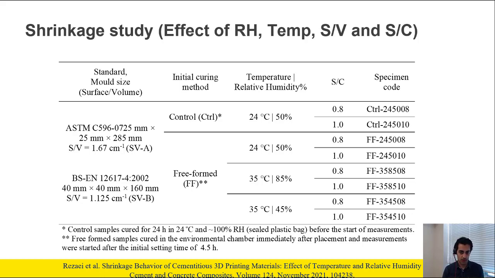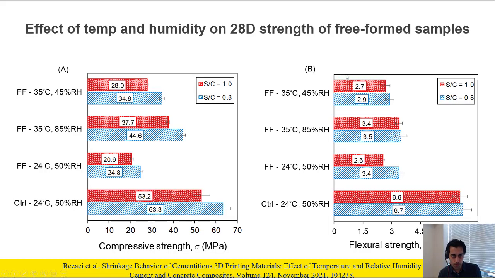constant temperature and humidity environments, which are either 24 degrees, 50% humidity, 35 degrees Celsius, 85% humidity, or 35 degrees Celsius, 45% humidity. And we use different sand to cement ratios of between 0.8 and 1. So this slide shows the effect of those free-form conditions and different temperature and humidity on the compressive strength.